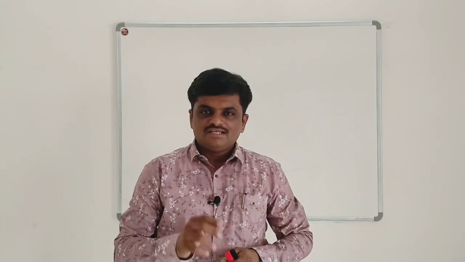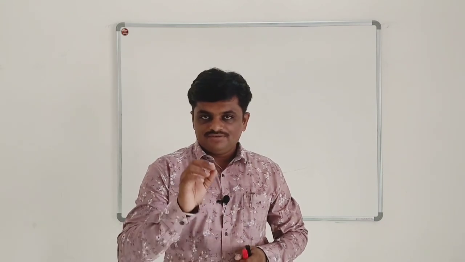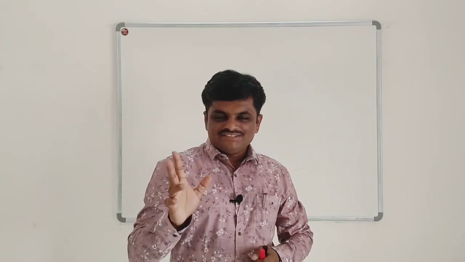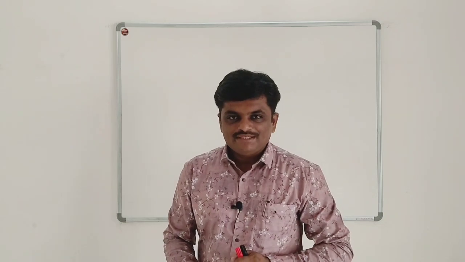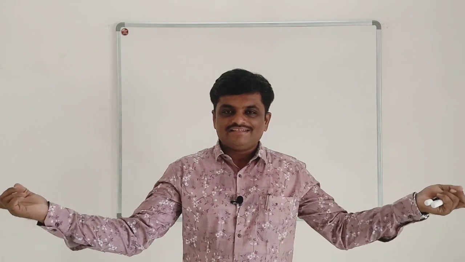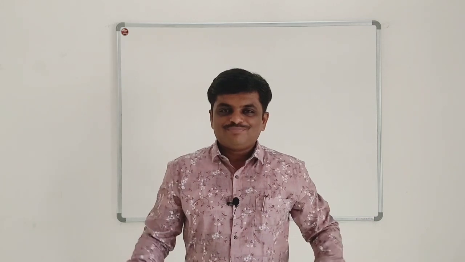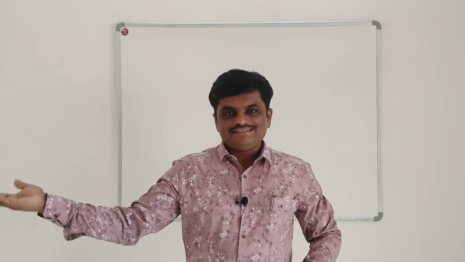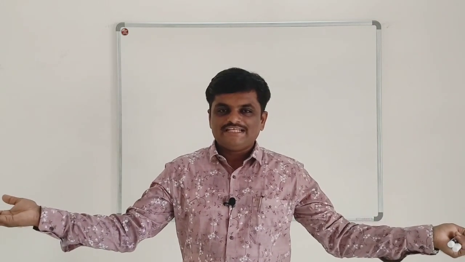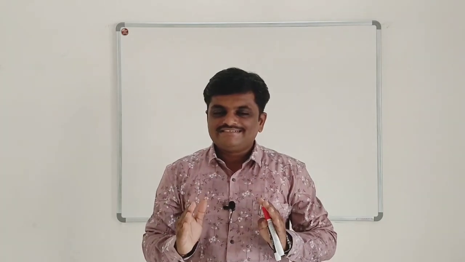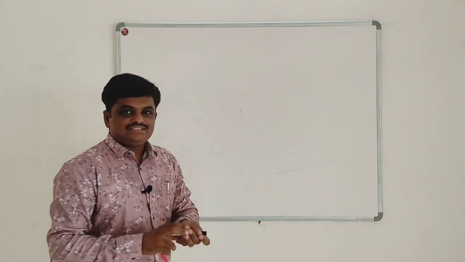Now friends, let us see the symbol of the BJTs. So in BJT we have two types, NPN and PNP. As the name indicates, in NPN, the emitter and collector are of N-type material, while the base is P-type material. And what is PNP? In PNP, the emitter and collector are of P-type material, while the base is N-type material. Now see the symbol of both the BJTs.